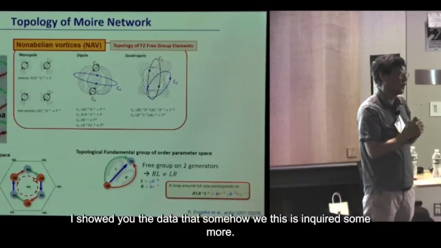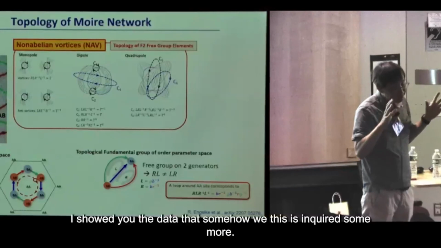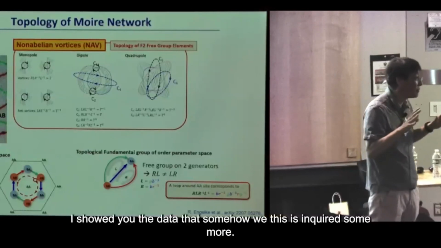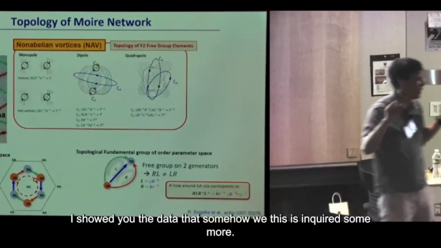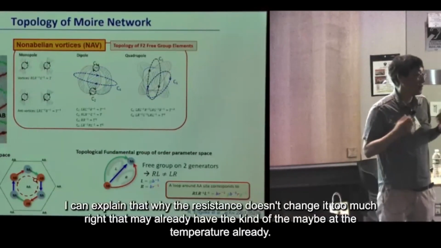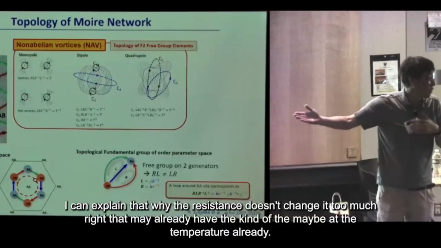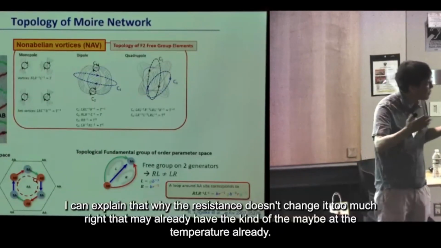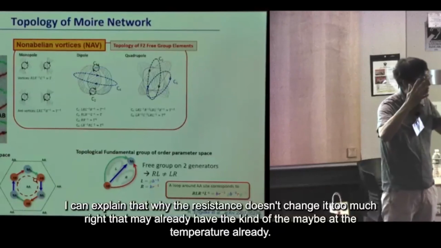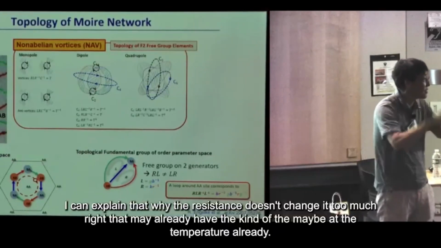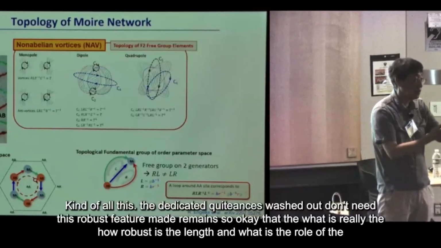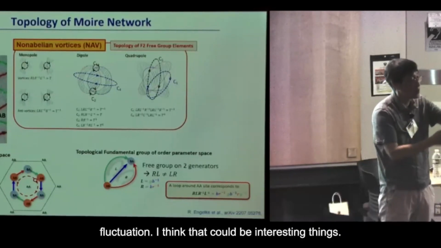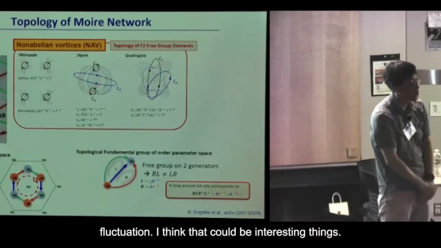I showed you the data where the incoherent sum more likely explains why the resistance doesn't change too much, right? That may already have some truth. That measurement is done at 1.5 Kelvin. Maybe at that temperature the delicate coherence is already washed out, and only the robust features remain. So again, how robust is the length and what is the role of the fluctuation? I think that could be interesting to explore.